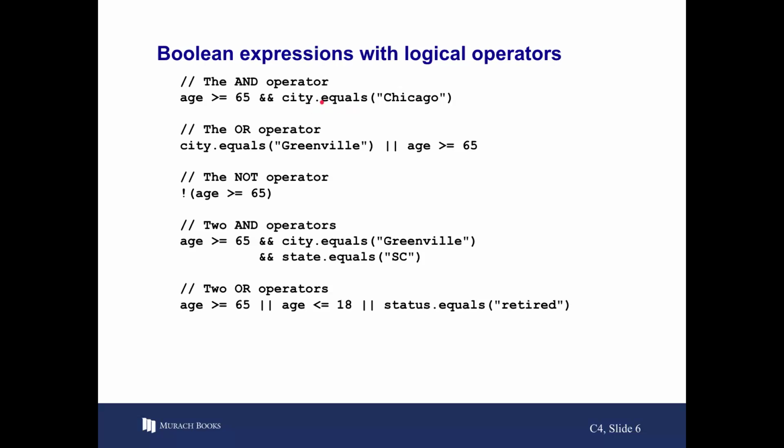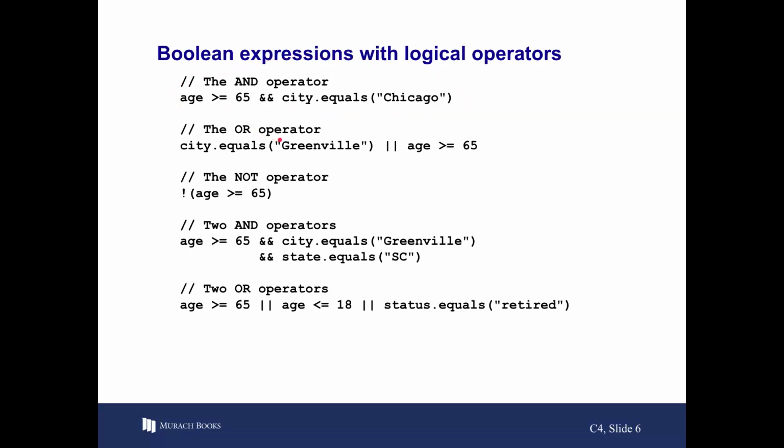You have to use the built-in method .equals. So this is an example of the age must be greater than or equal to 65, and the value of the city needs to equal Chicago, and this is case sensitive in this case. So it's got to be uppercase C, lowercase h, i, etc. In this case, both of these things have to be true in order for this whole Boolean expression to evaluate to true. If either one is false, then the whole expression will be false.